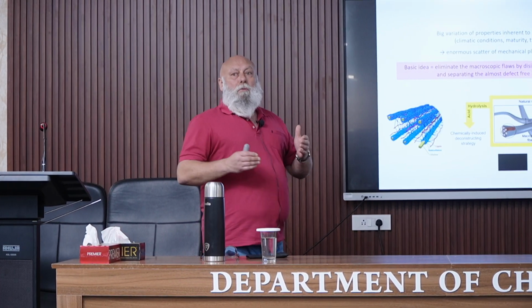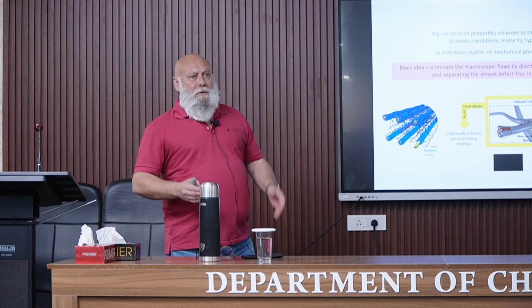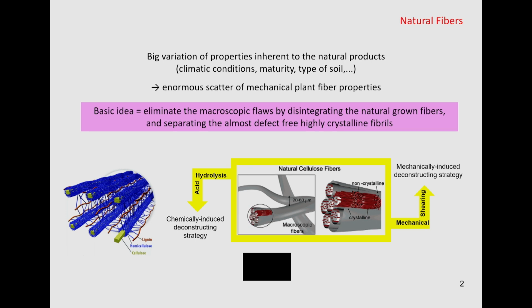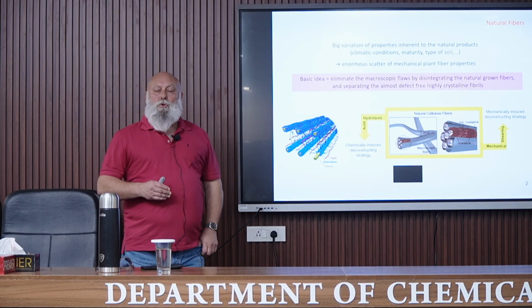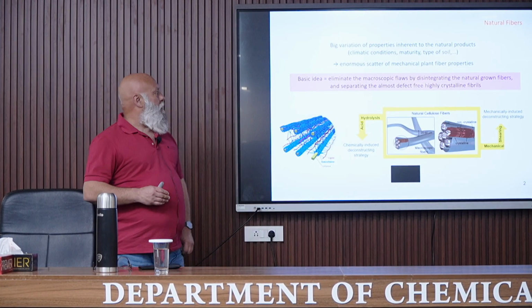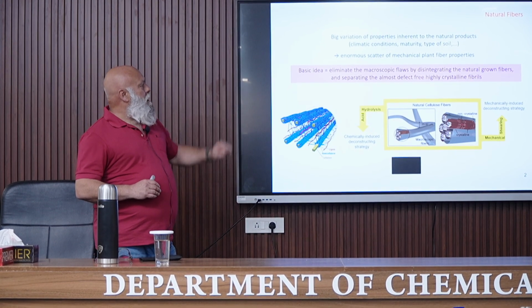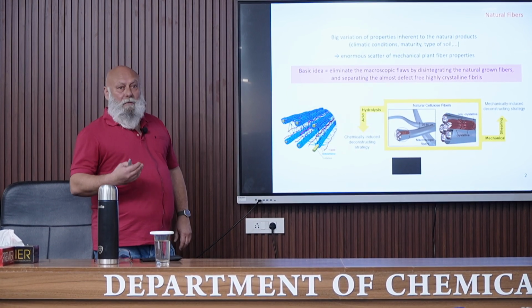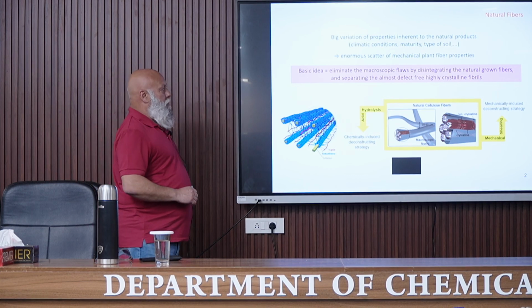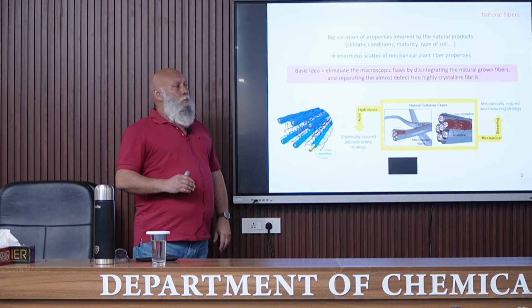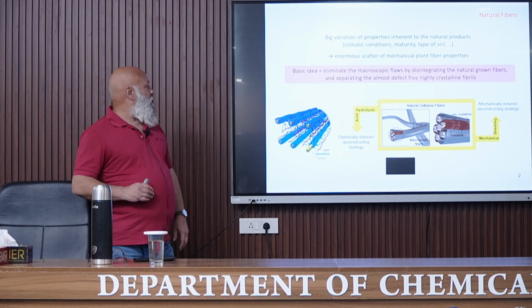The properties, or the chemical composition and the physical properties of this fiber depend, of course, on the source of cellulose, but also climatic condition, maturity of the plant, type of soil, and so on. And so it's difficult to control the properties of these natural fibers. One idea to avoid this drawback is to eliminate the macroscopic flaws, and for this it's necessary to disintegrate the natural fibers and separating nanoparticles which are almost defect-free.